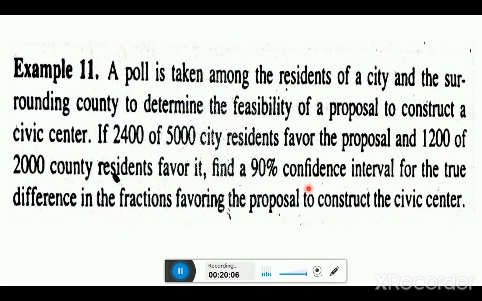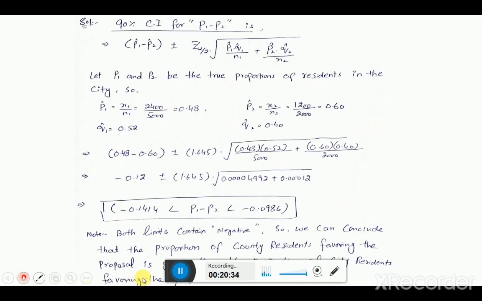Now find a 90% confidence interval for the true difference in the fraction favoring the proposal to construct the civic center. This is about the civic center: the proposal is about city residents and county residents, like village residents, and whether they favor the construction of the center. We want the difference in the two proportions. Now let's start clear from the question.